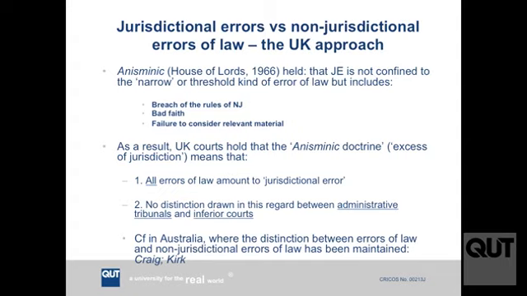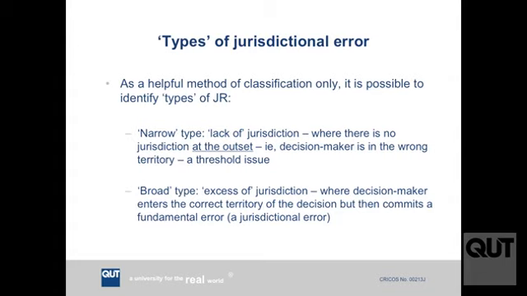So what you need to do is start with the recognised categories of errors of law that constitute jurisdictional error, and then argue by analogy. We'll speak more about this in the rest of this podcast and in the Week 9 podcast. How then do we work out what constitutes jurisdictional error in Australia? Distinguishing between narrow and broad types of jurisdictional error is a helpful method of classification, but note that this is not a legally binding distinction.